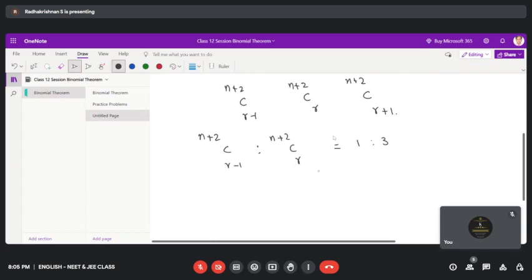Okay. So with this, will you be able to proceed? Try the next step. So what will this be? n plus 2 C r minus 1 is n plus 2 minus r plus 1. So that is n minus r plus 3.